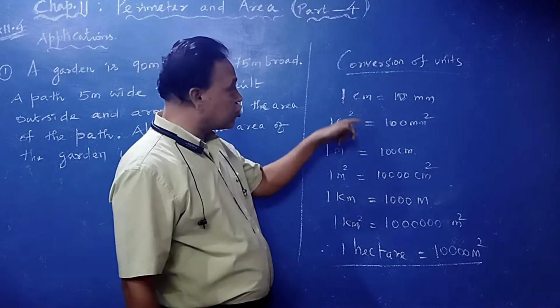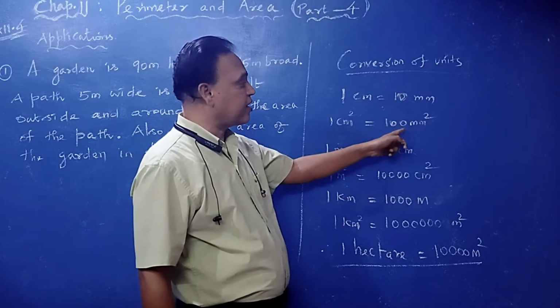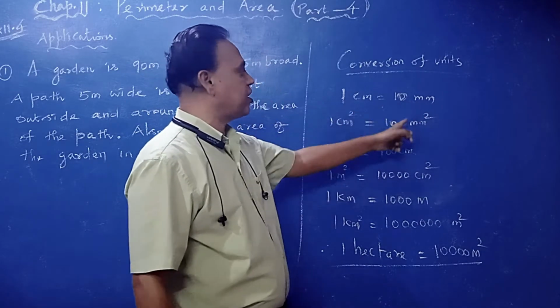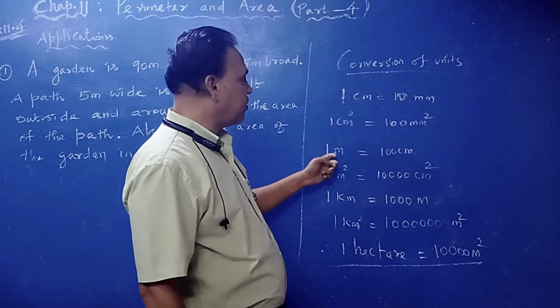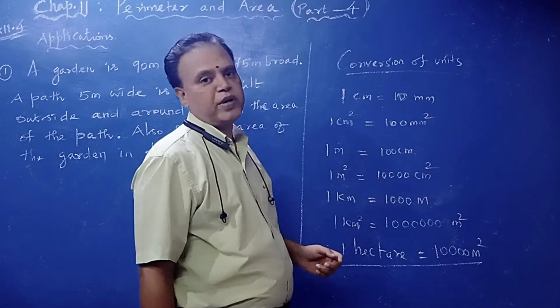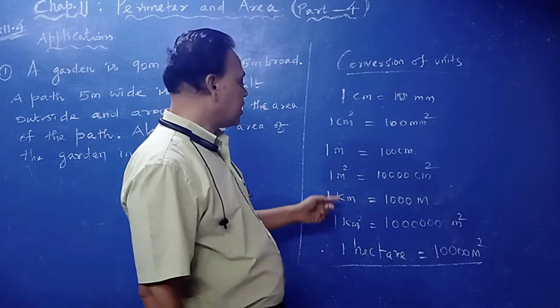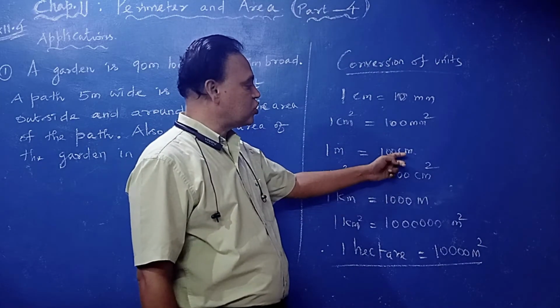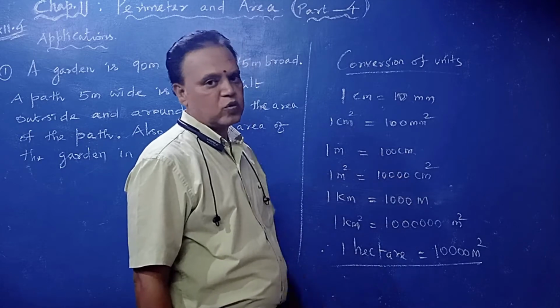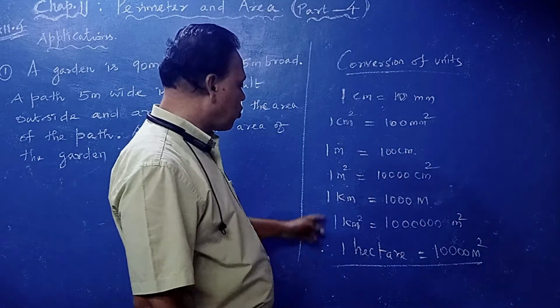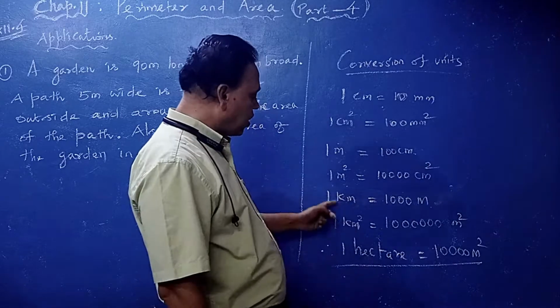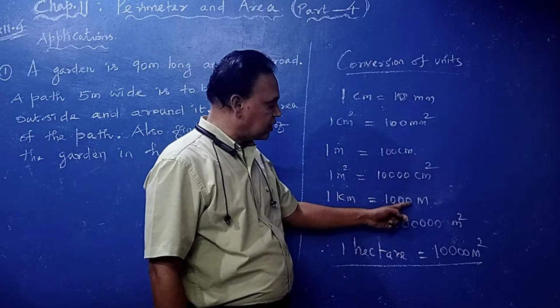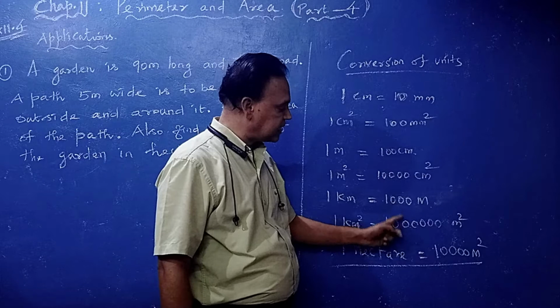Then 1 centimeter square: square it means 10 squared is 100 millimeter square, both sides you have to square. Same, 1 meter equals 100 centimeter. So 1 meter square is 100 squared, 10,000 centimeter square. Now 1 kilometer is 1000 meter. So 1 kilometer squared is 1000 squared, 3 zeros squared means 6 zeros.